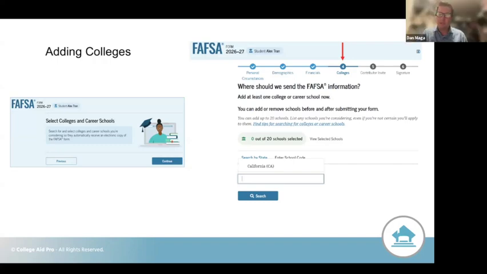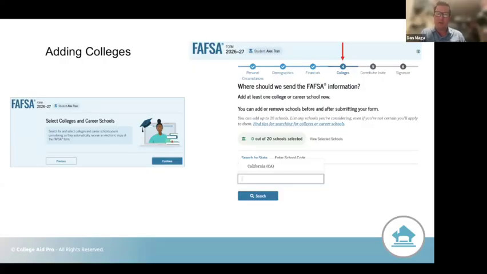Yeah, and I would also say, unlike the CSS that we'll get into next, that costs money. This is free. So if you think your kid might be applying somewhere, I would list it initially. If you put the school on the FAFSA and the student never applies there, no big deal. Obviously, a bigger deal if you forget the school and then it doesn't get sent to them.